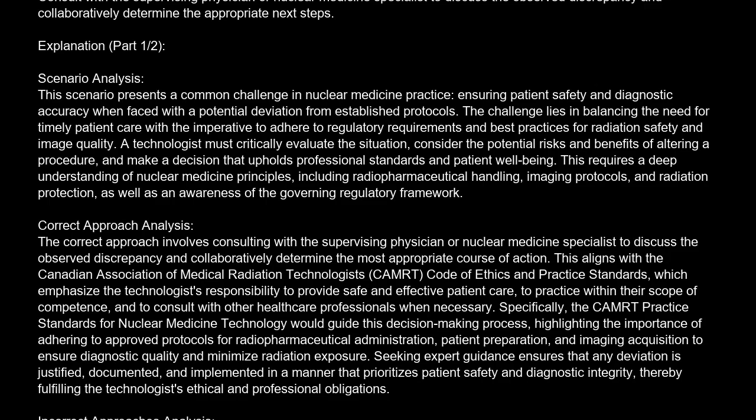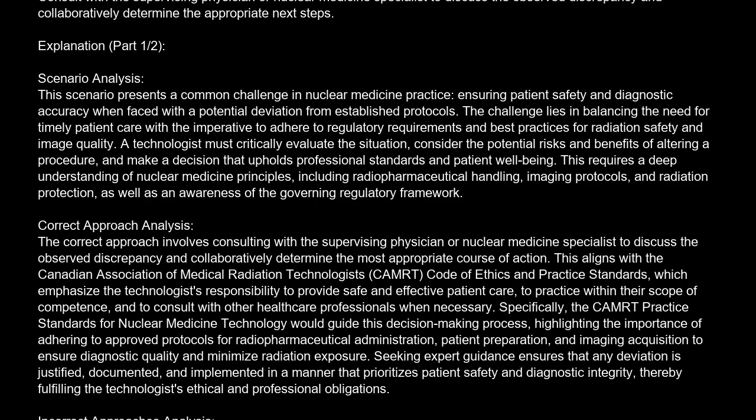The correct answer is D. Consult with the supervising physician or nuclear medicine specialist to discuss the observed discrepancy and collaboratively determine the appropriate next steps. Explanation. Scenario analysis. This scenario presents a common challenge in nuclear medicine practice, ensuring patient safety and diagnostic accuracy when faced with a potential deviation from established protocols.